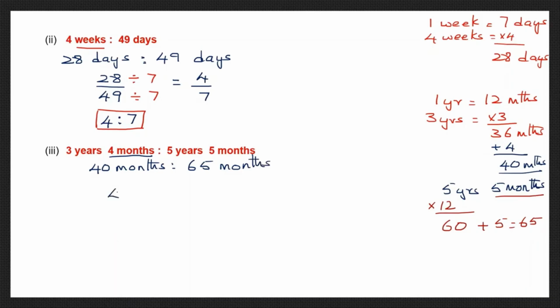Let's start our division by writing it as a fraction. 40 by 65. Divide both by 5. We can divide both by 5. So here we get 5 eights are 40 and 5 into 13 is 65. This is a fraction. Let me write it as a ratio 8 is to 13. So our final answer is 8 is to 13.